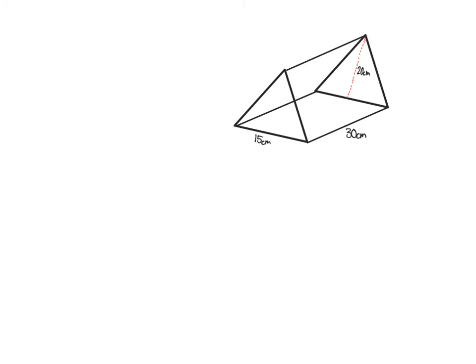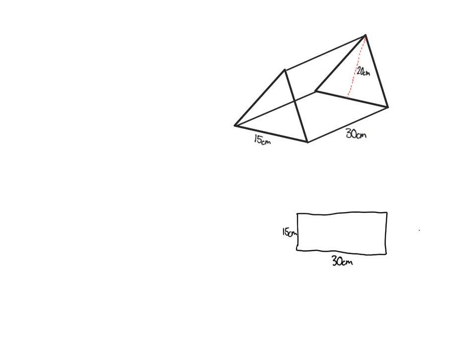So the first piece that I'm going to draw is the base piece. So the base piece is going to be a rectangle, and I'm going to add in the dimensions of this particular piece, so 15 centimeters. So this piece here and this piece here match up. And then I'm going to label this one as 30 centimeters because this side length here and this side length here match up as well.